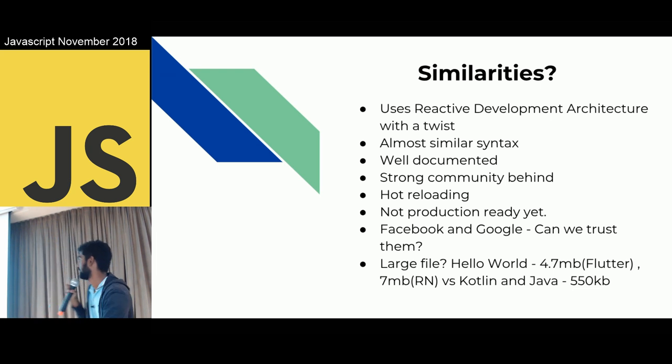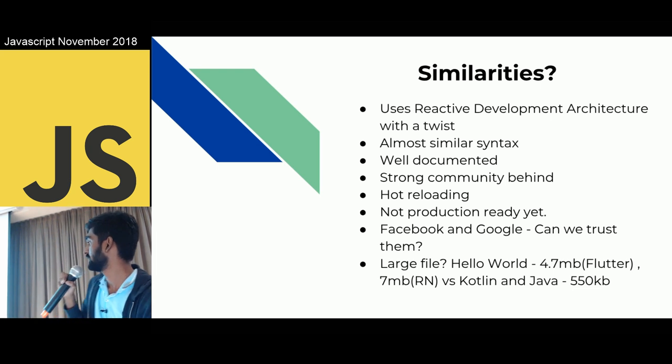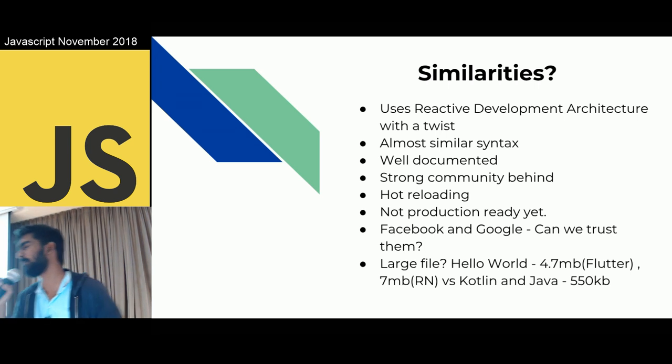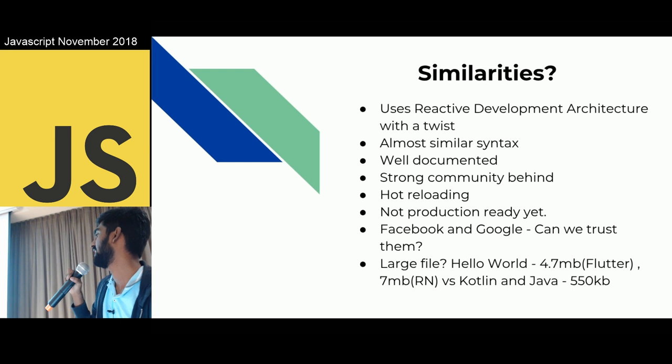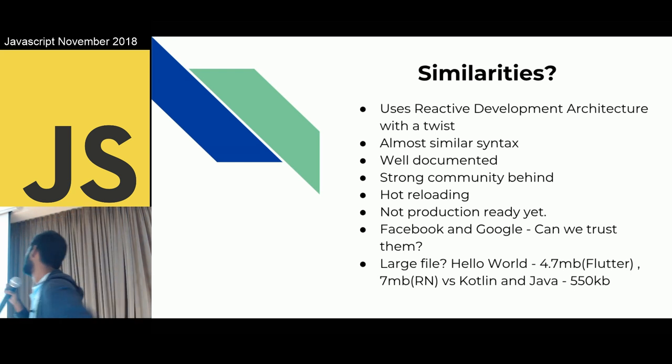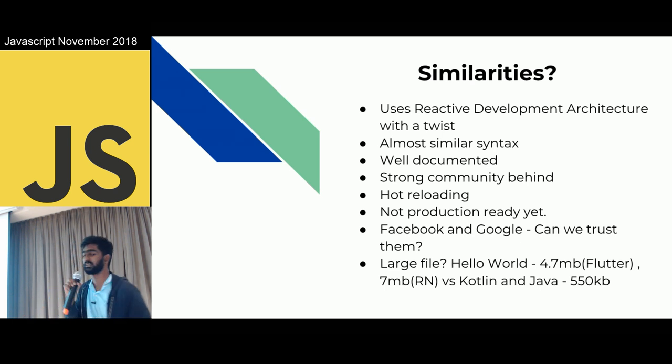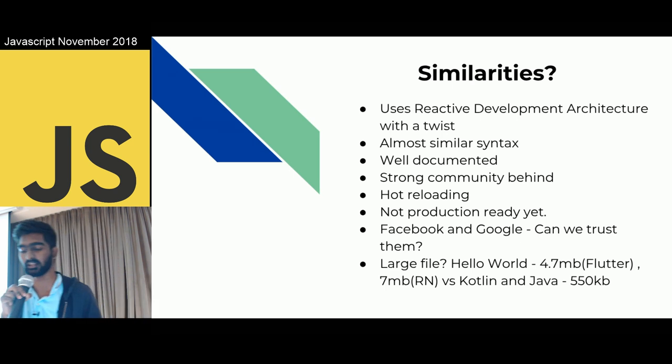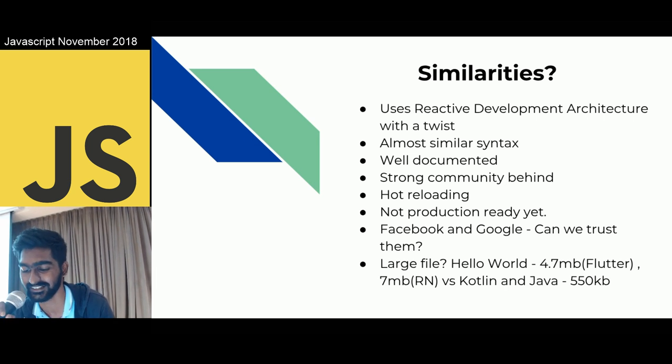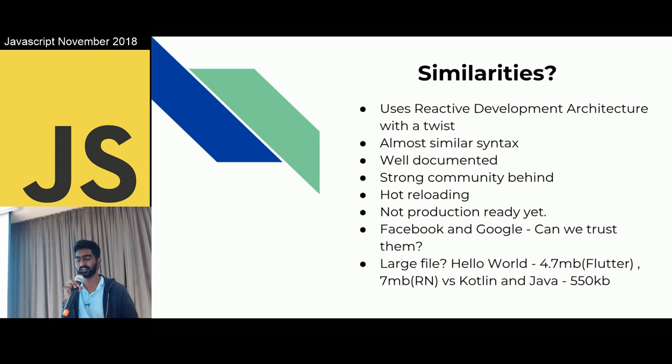And the file size, so basically for Hello World, Flutter is 4.7 MB, while React Native is around 7 MB. But it's still quite big compared to native, like Kotlin or Java at 550 KB. It's a huge difference, so there's a long way to go, but it's still better than React Native. So I feel like sometimes it's just a fight, Google trying to fight against Facebook's React Native.